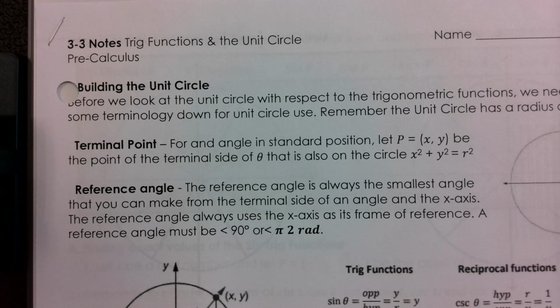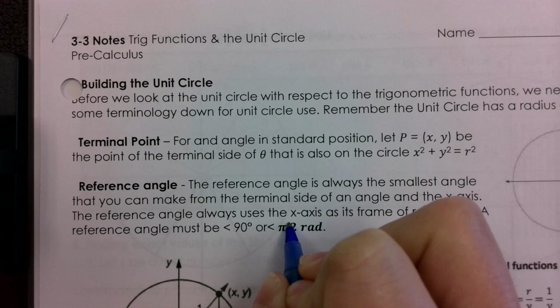Terminal points is just for an angle in standard position, it's where it ends. So if you heard that phrase, that's what we're talking about. For your reference angle, it's always the smallest angle that you can make from a terminal side of an angle and the x-axis. It's got to be less than 90 degrees or less than pi over 2 radians. There should be a division bar there.